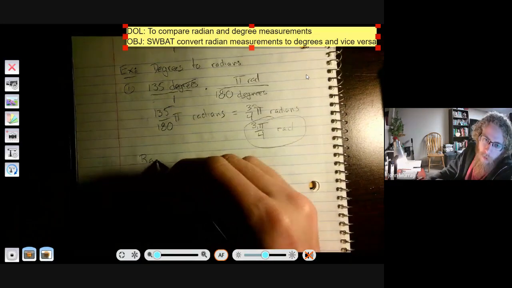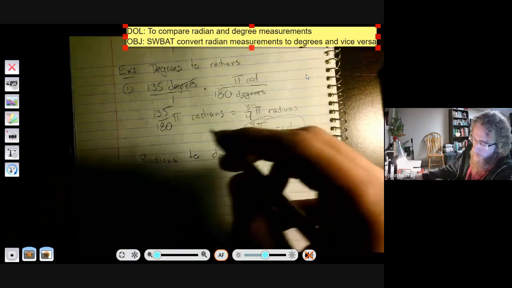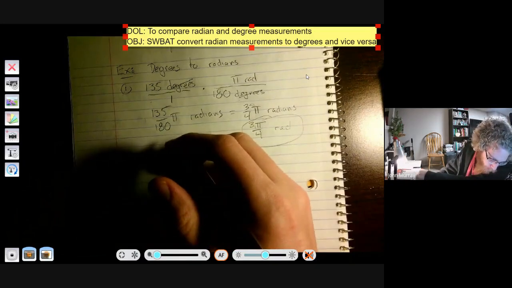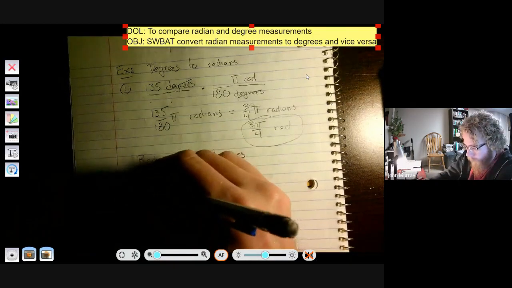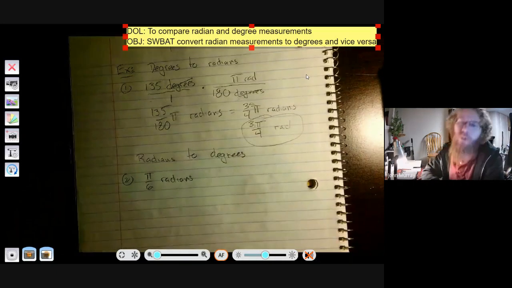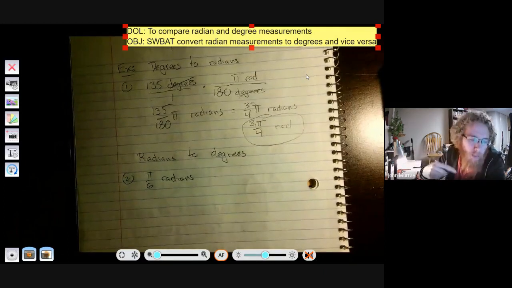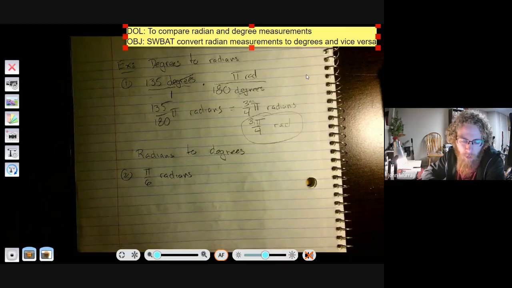Going the other way, say we have radians first. So now I have pi over 6 radians. Now, in this conversion, I don't want the pi there anymore. Having pi with degrees, that's real ugly. We don't want that. It's not mathematically nice.